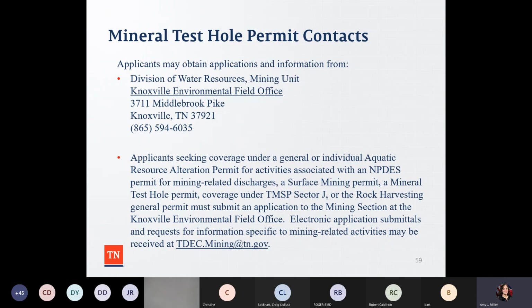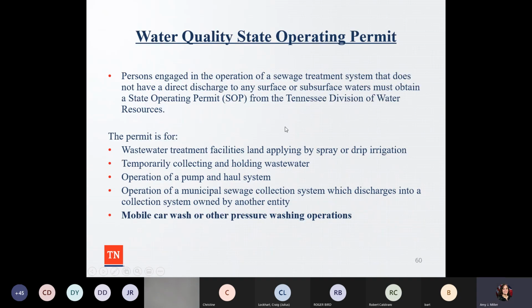And then applicants are seeking coverage under a general or individual aquatic resource alteration permit for activities associated with the NPDES permit for mining related discharges, a surface mining permit, so on and so forth. Have to get an application and submit one to the mining section at the Knoxville office. Electronic submittals and requests for information should be sent to tdec.mining@tn.gov.